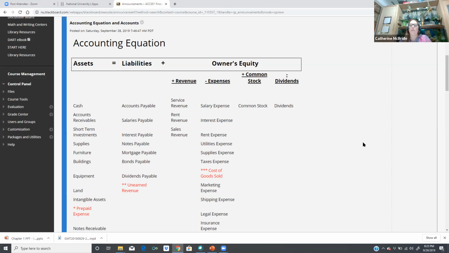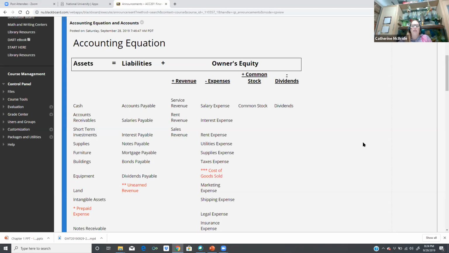A prepaid expense is an asset because it means that we paid an expense in advance and we're going to get the benefit later. An example of a prepaid expense is if we paid rent a month in advance. Like if we leased a space and we gave them the first and the last month's rent, that last month's rent is prepaid rent. It is not an expense yet, it's an asset because we are owed something in the future.